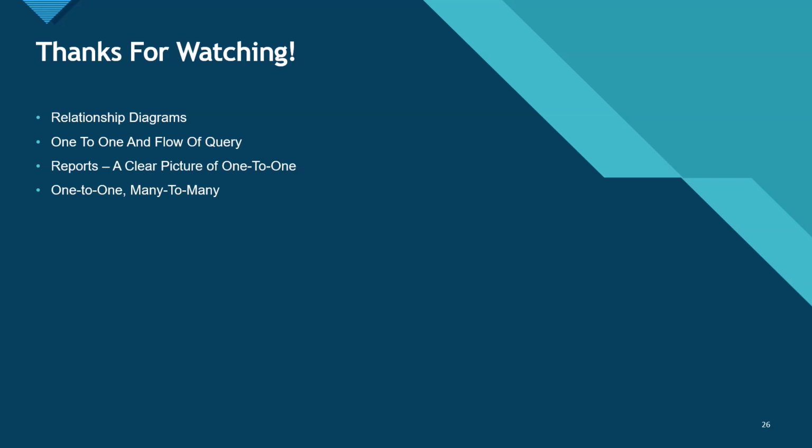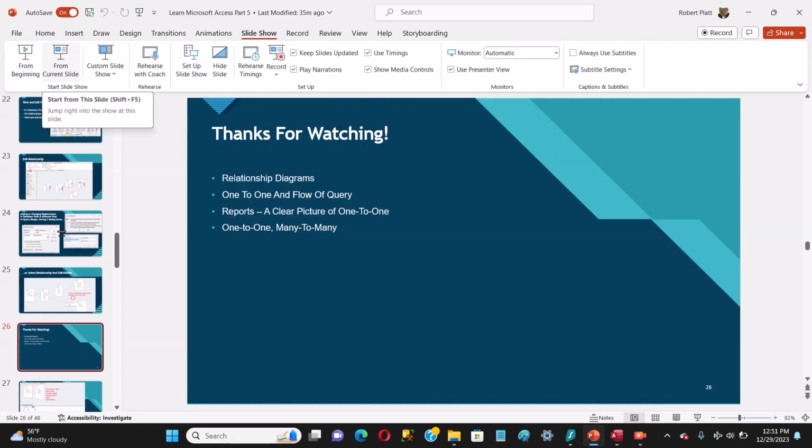So thank you for watching. Today we looked at relationships in terms of diagrams and the flow of the one-to-many query. We looked at the definition of one-to-many relationships, one-to-one relationships, and many-to-many relationships. We want to eliminate many-to-manys because they're too chaotic.